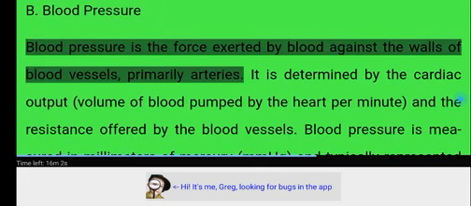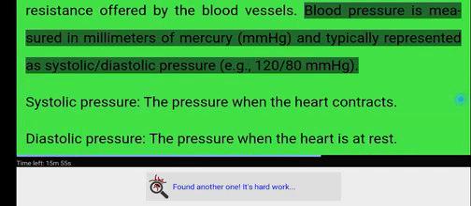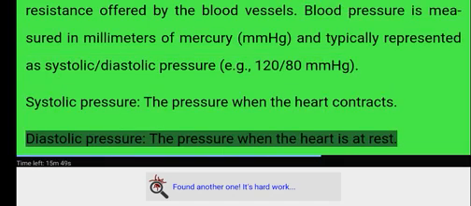B. Blood pressure. Blood pressure is the force exerted by blood against the walls of blood vessels, primarily arteries. It is determined by the cardiac output, the volume of blood pumped by the heart per minute, and the resistance offered by the blood vessels. Blood pressure is measured in millimeters of mercury, mmHg, and typically represented as systolic/diastolic pressure, e.g., 120/80 mmHg. Systolic pressure: the pressure when the heart contracts. Diastolic pressure: the pressure when the heart is at rest.